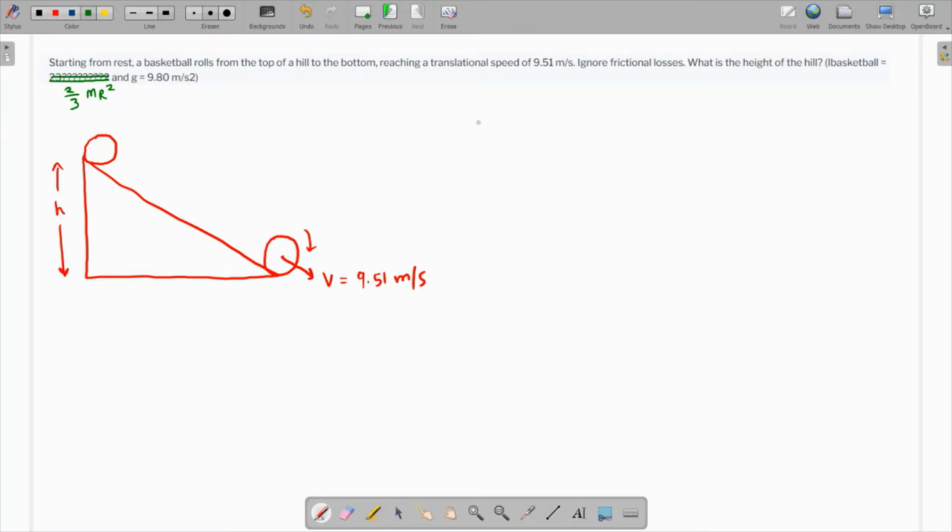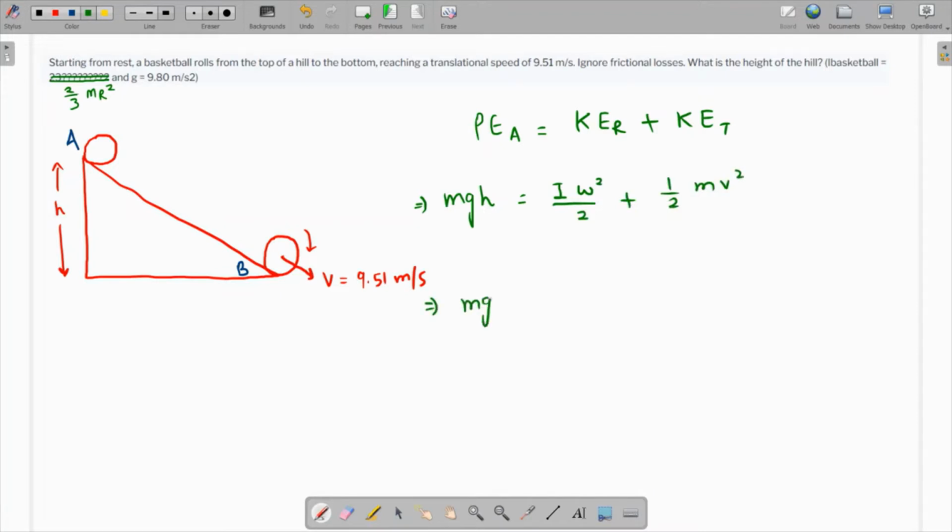So to conserve the energy, initial energy is just potential energy. Let's call this A, and let's call this point B. So at A, we just have the potential energy, and at B, we have the kinetic energy. So kinetic energy will be the rotational, and the kinetic energy will be the translational as well. For the potential energy, that's going to be mgh. Let m be the mass of this ball. Kinetic energy rotation is going to be I omega square over 2, and translation is going to be half mv square.